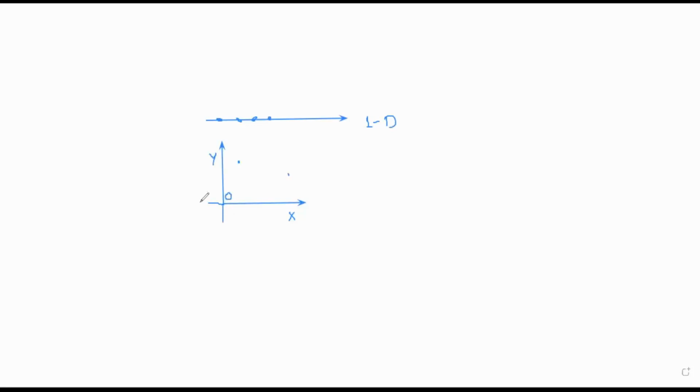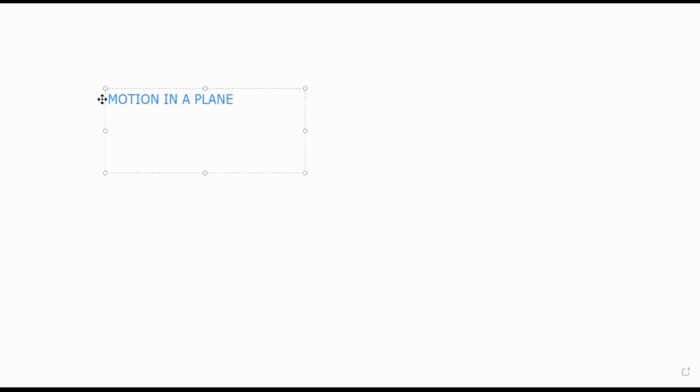These axes can be extended to the left and right also, and the particle can be anywhere, but it has to be on this plane only. It cannot come out of the plane. So this is the introduction to motion in a straight line and motion in a plane. Our first topic today would be scalars versus vectors.